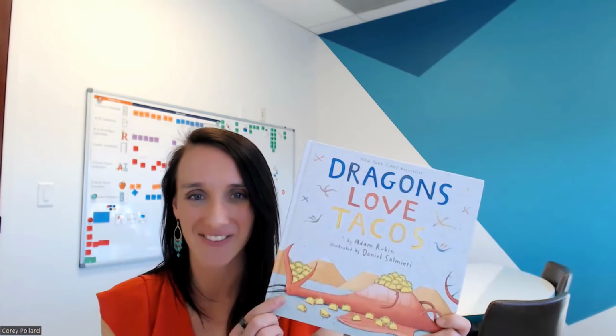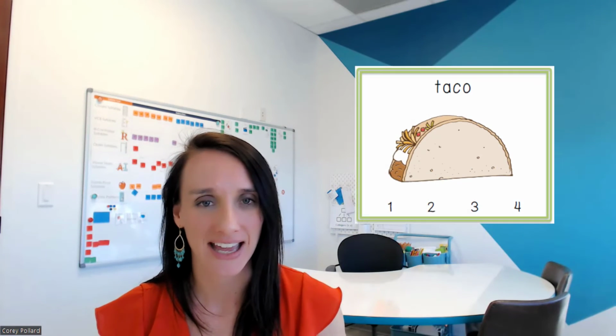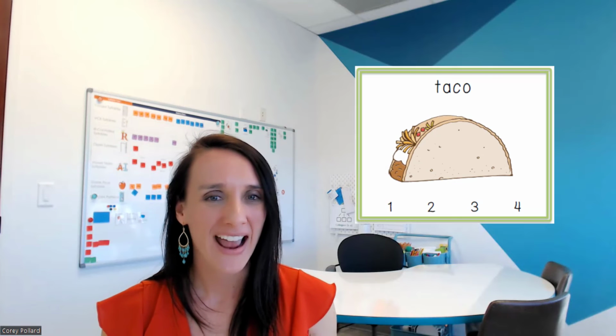So for example, if there's a phonological awareness activity that says something like, how many syllables do we hear in dragon? How many sounds do we hear in taco? What if I added a z sound to the end of taco? What would I get then? And you have an opportunity to play with some of that phonological awareness a little bit.